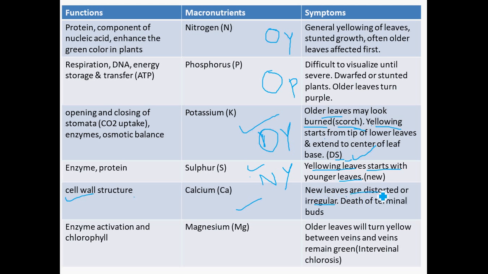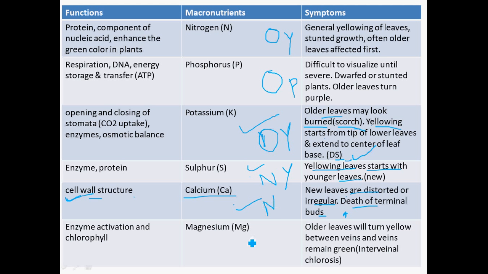Why are the new leaves distorted and irregular? Because calcium is responsible for holding together the cell wall structure in the cells of the plant, and the cell wall protects the plant from damage. When there is a lack of calcium, plants are not protected from damage, so the new leaves are distorted and irregular, and death of terminal buds may occur. Terminal buds are the tip point of the stem where a flower forms. Deficiency of calcium also affects the new leaves.